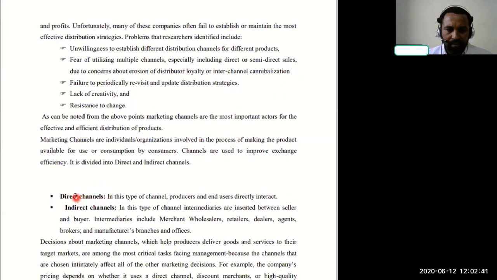So this channel could be either direct. Simply, direct channel means from producer to consumer. The producer themselves distribute to the end users directly. Indirect channel, so there are some intermediaries. These intermediaries could be merchants, wholesalers, retailers, dealers, agents, or brokers. There are different intermediaries. Intermediary means someone who is involved in the distribution of the product between the producer and the buyer, or the seller and the buyer.